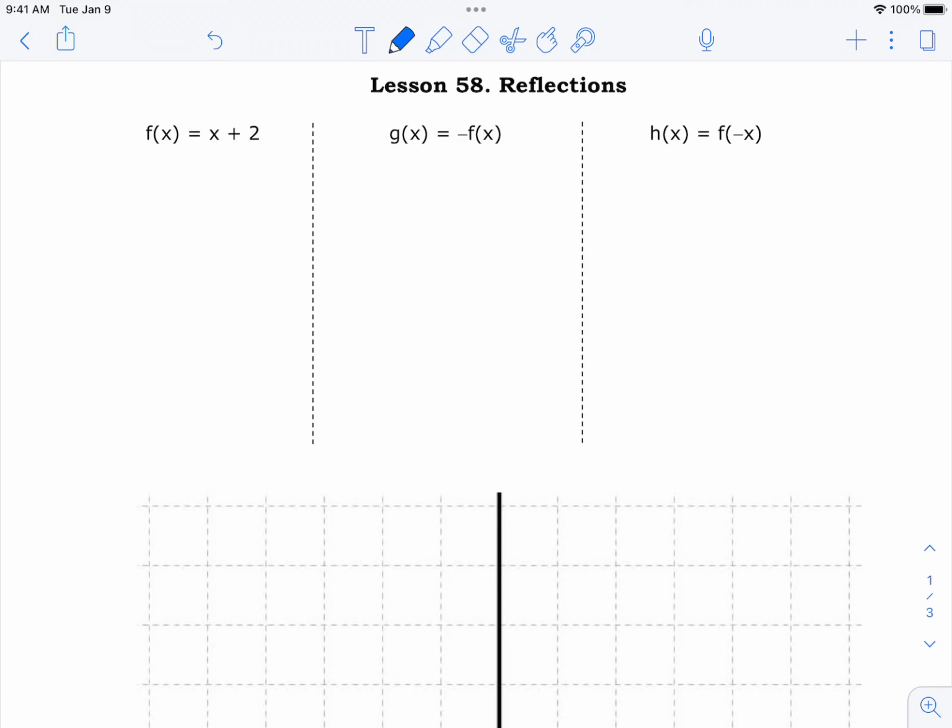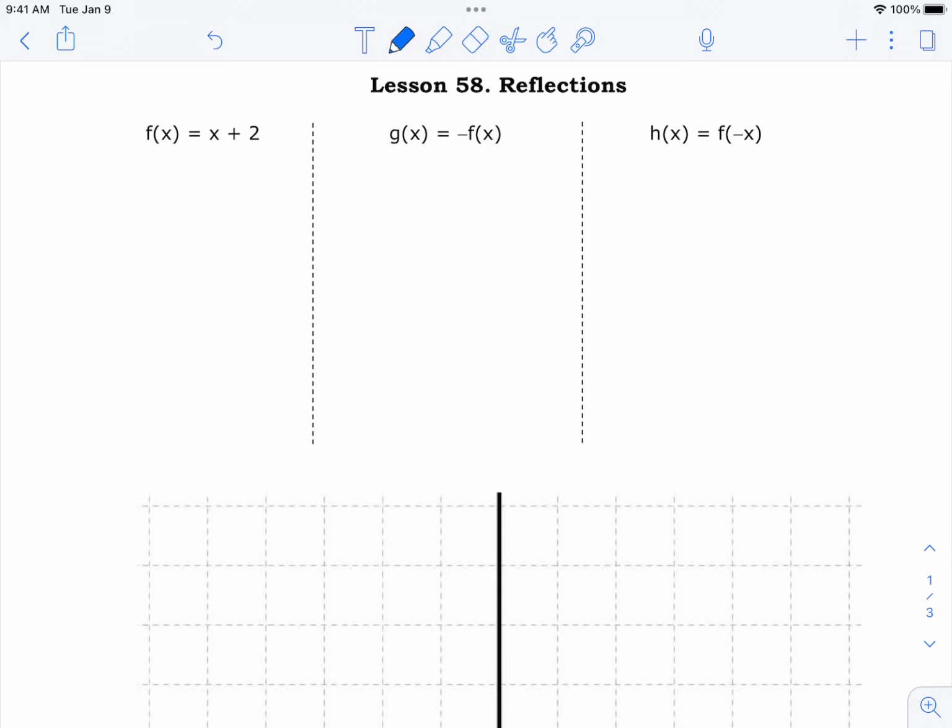Welcome to 58 Reflections. So remember last time we did 57, which was translations. That's when you're moving things up, down, left, right. Today is reflections. Both of these fall under the general category of transformations. So that's the general topic, transformations. And actually next time we'll have a third kind of transformation. But anyway, we're talking transformations, and today in particular we're talking reflections.